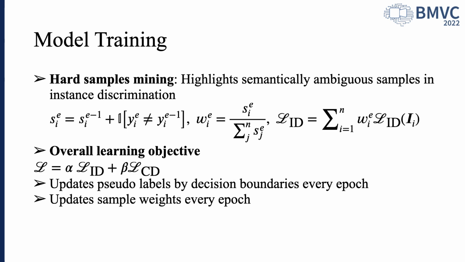To further enhance the discrimination ability of SCL, we discover the hard samples which are confusing to the model, as they are frequently assigned into different clusters at different training epochs. We emphasize those hard samples in discriminative feature learning by increasing their weights in a batch, so as to encourage the model's awareness of their specificity. With all these designs, the overall training objective of SCL is the weighted sum of instance and cluster discrimination losses. Both the pseudo-labels and weights of samples are updated per epoch.